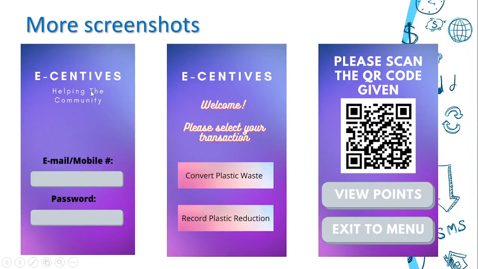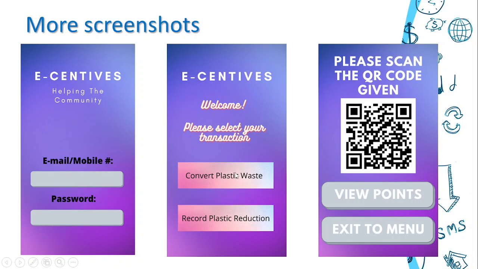Next, here in this middle picture, I came up with the idea that there are two major modes in which this app operates. First, convert plastic waste to points. As I said, there is a point system. And next is record plastic reduction. So this is how I think of the two major components of this app. This is how it will help.